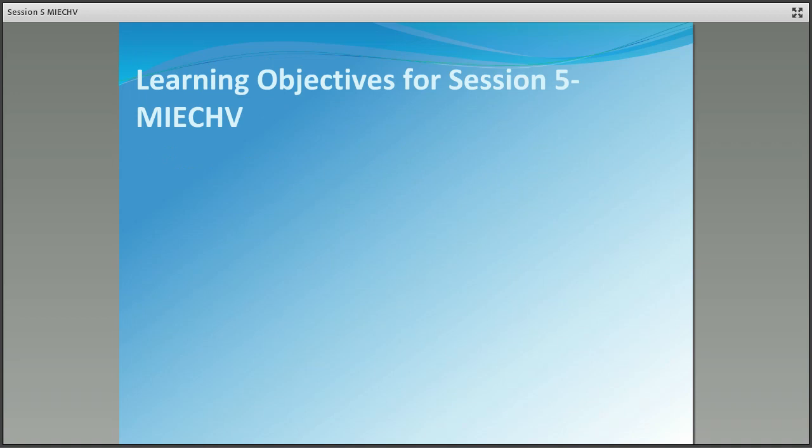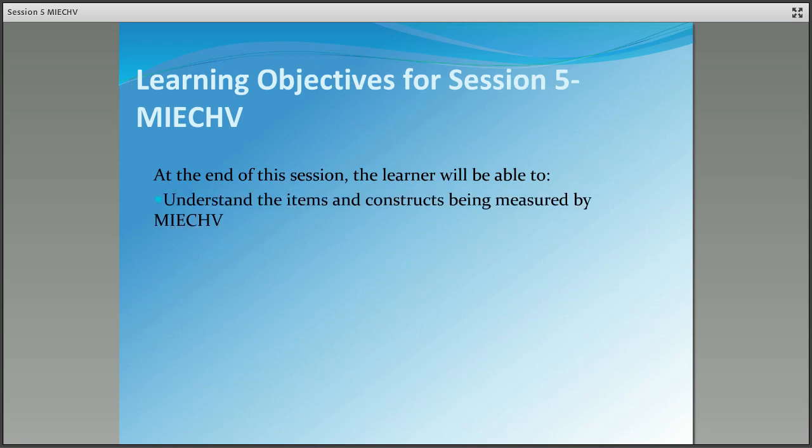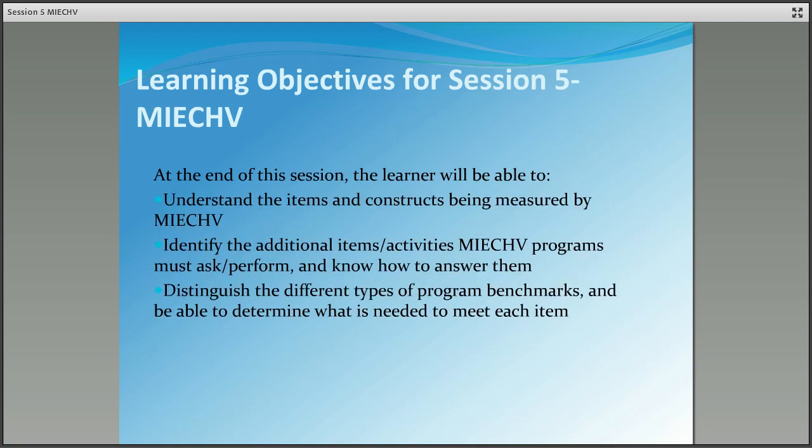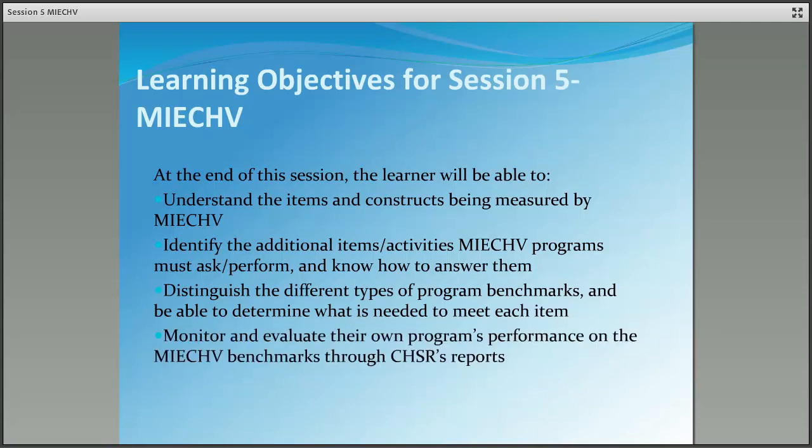Okay, let's talk about what we want to accomplish in session 5. At the end of this session, you, the learner, will be able to understand the items and constructs being measured by MCV, identify the additional items or activities MCV programs must ask or perform, and know how to answer them for each family, distinguish the different types of program benchmarks and be able to determine what is needed to meet each item, and monitor and evaluate your program's performance on the MCV benchmarks through CHSR's reports.